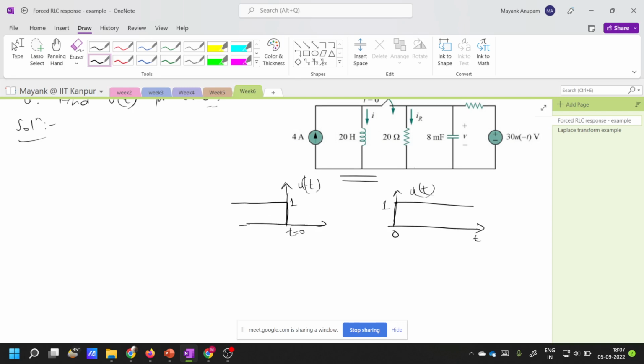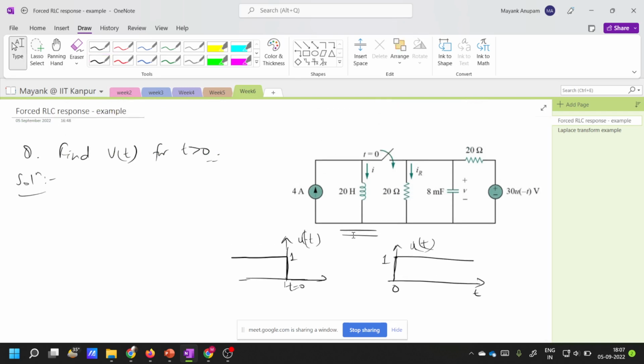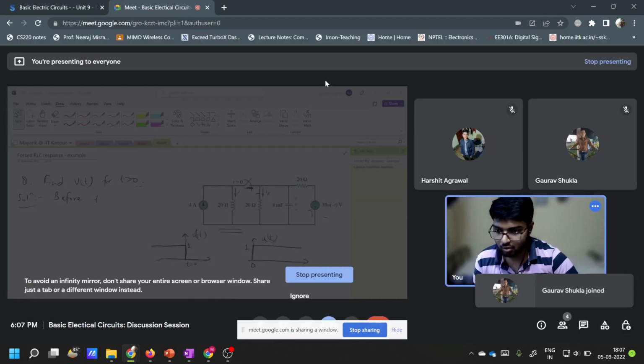Now you see, before time t equal to 0, what was the condition of the circuit? This particular switch was open and this voltage was on, right? This was equal to 30 volts before t equal to 0. So how was the condition? Let me write it here.